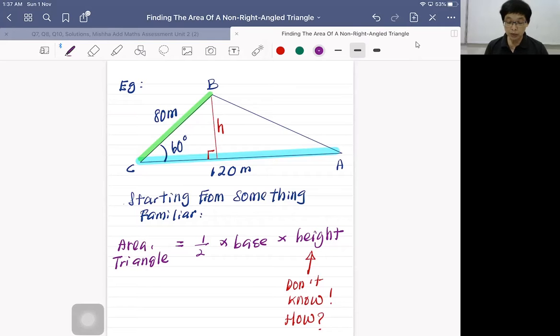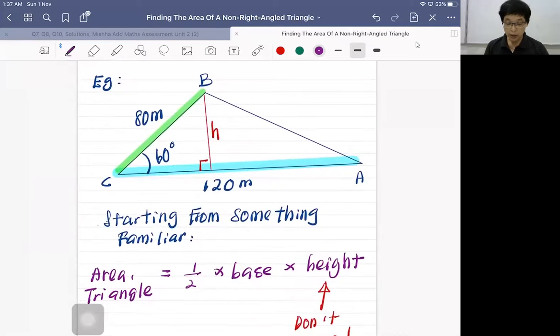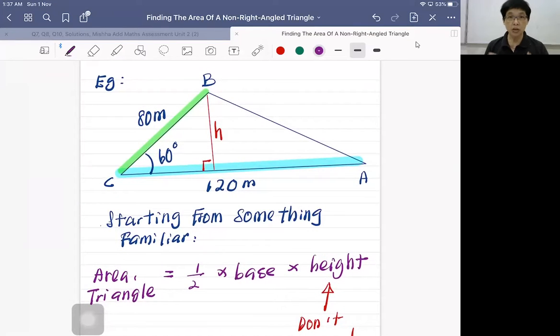I have drawn here a triangle. Obviously, this is not a right angle triangle. The length of side AC is given to us as 120 meters, and we also know the length of BC, which is 80 meters. Another piece of information given to us is that angle ACB is 60 degrees.